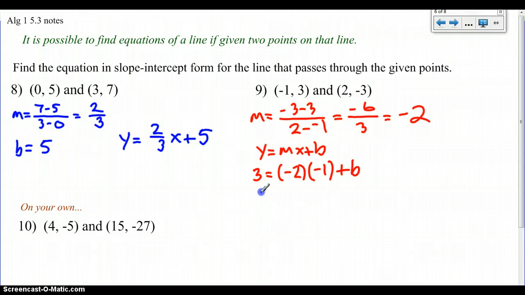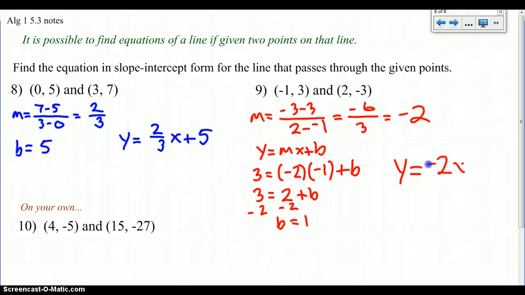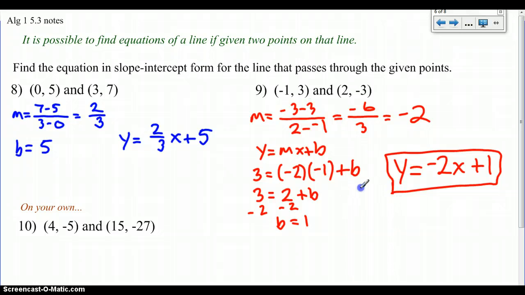So what we need to do at this point is go ahead and solve for b. Just takes a little multiplication. Negative 2 times negative 1 is 2 plus b. Then we can subtract 2 from each side. We'll know b is 1. So our equation, y equals negative 2x plus 1. It's worth noting on this problem that we could have actually chosen the other point, 2, negative 3, instead of negative 1, 3. If you wanted to do that, you could. You would get the exact same values. It's kind of a cool thing about this.